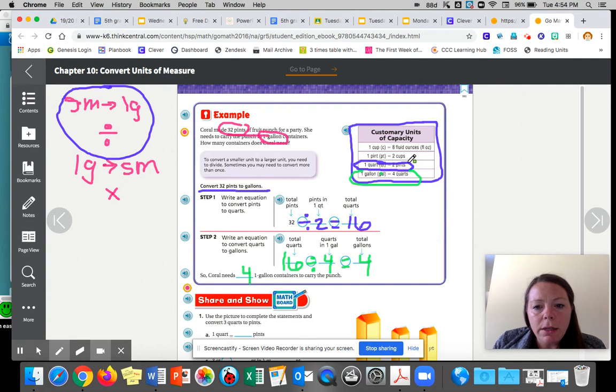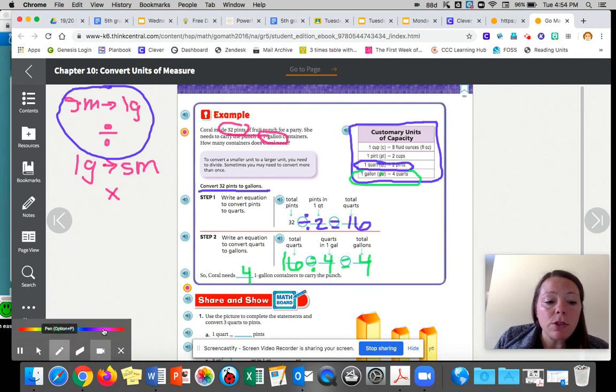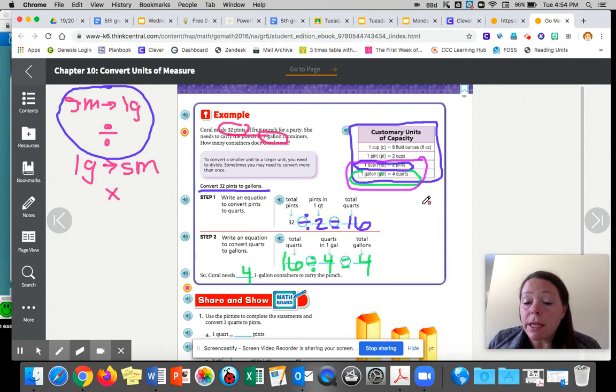Do you see why we didn't go directly from pints to quarts? We don't have that conversion. You could have figured out that there are 8 pints in a gallon, right? And just simply divided your 32 by 8 to get 4. So that could have worked also if you were able to use that conversion chart and see that there are 8 pints in a gallon, all right? So that's up to you. If you're using this chart directly, you're going to have to go to quart and then to the gallons.